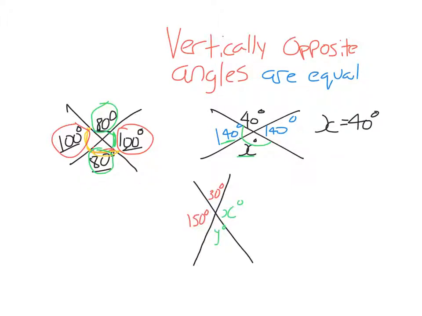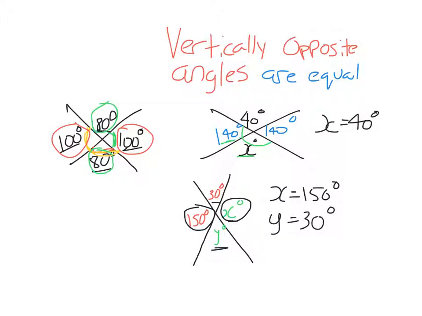So let's look at this example here. Now we're actually finding the value of two angles. We're actually looking at two pronumerals. So X, this one here, is vertically opposite this angle here. So X would be 150 degrees, and of course Y is opposite this one here. It would be 30 degrees, okay? And then we're done. So vertically opposite angles are facing each other.